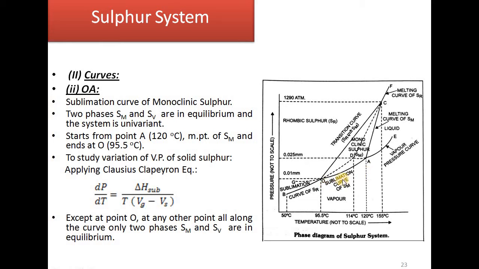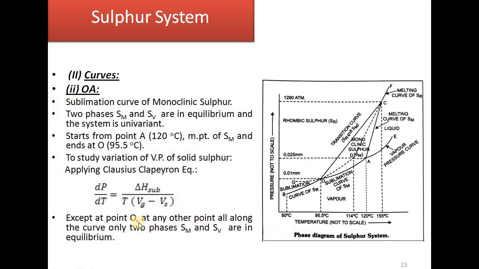Now, to study the variation of vapor pressure of solid sulfur, we can use the Clausius-Clapeyron equation here. According to this, dP/dT is equal to delta H of sublimation divided by temperature times molar volume in the gas phase minus molar volume in the solid phase. Here, for curve OA, monoclinic sulfur is in equilibrium with sulfur in the vapor form. The molar volume of monoclinic sulfur is very small compared to the molar volume of sulfur vapor. So this difference is positive, and delta H is also always positive. So dP/dT will be positive. That's why we are getting a positive slope in this curve.